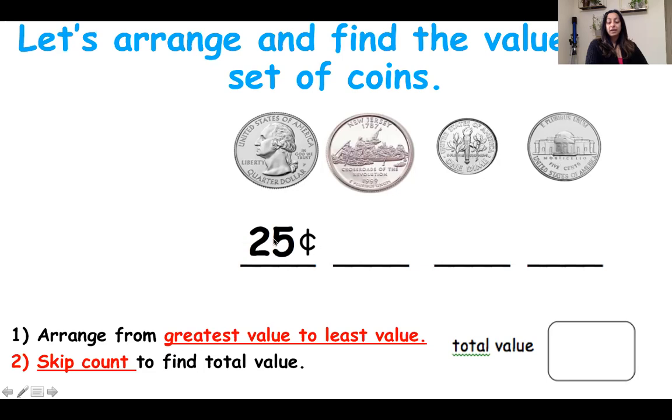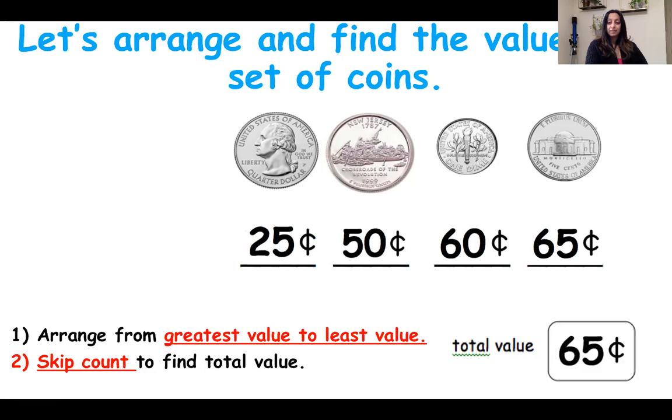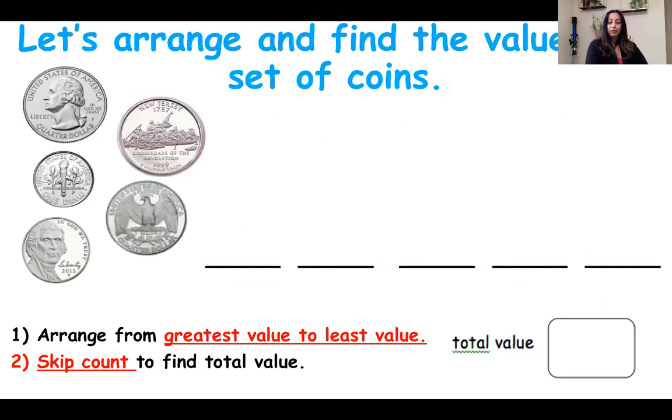Let's start counting. 25 cents, 50 cents. So I started by counting by 25s. Now I have to count by 10s. 50 cents, 60 cents. And now I'm going to finish off by counting by 5s. 60 cents, 65 cents. So the total value of this set of coins is 65 cents. I have one more for you to try on your own.